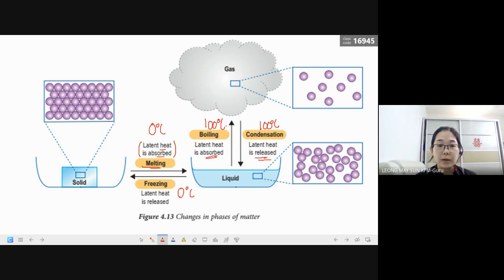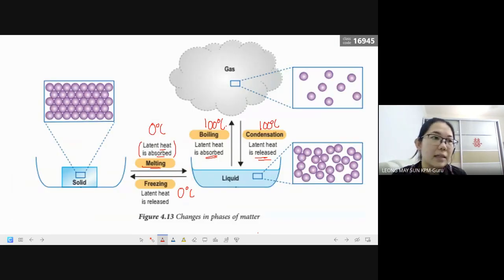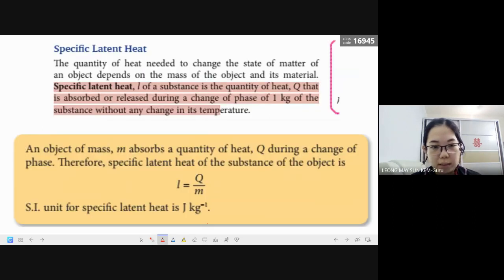What we are going to look into right now in Form 4 physics is the molecular structures, what happens in all this. So, specific latent heat. I didn't copy and paste very nicely, so the wording is a little bit blurry. The word specific here, as most of you have already noticed, means that you have to write 1 kg inside the sentence.